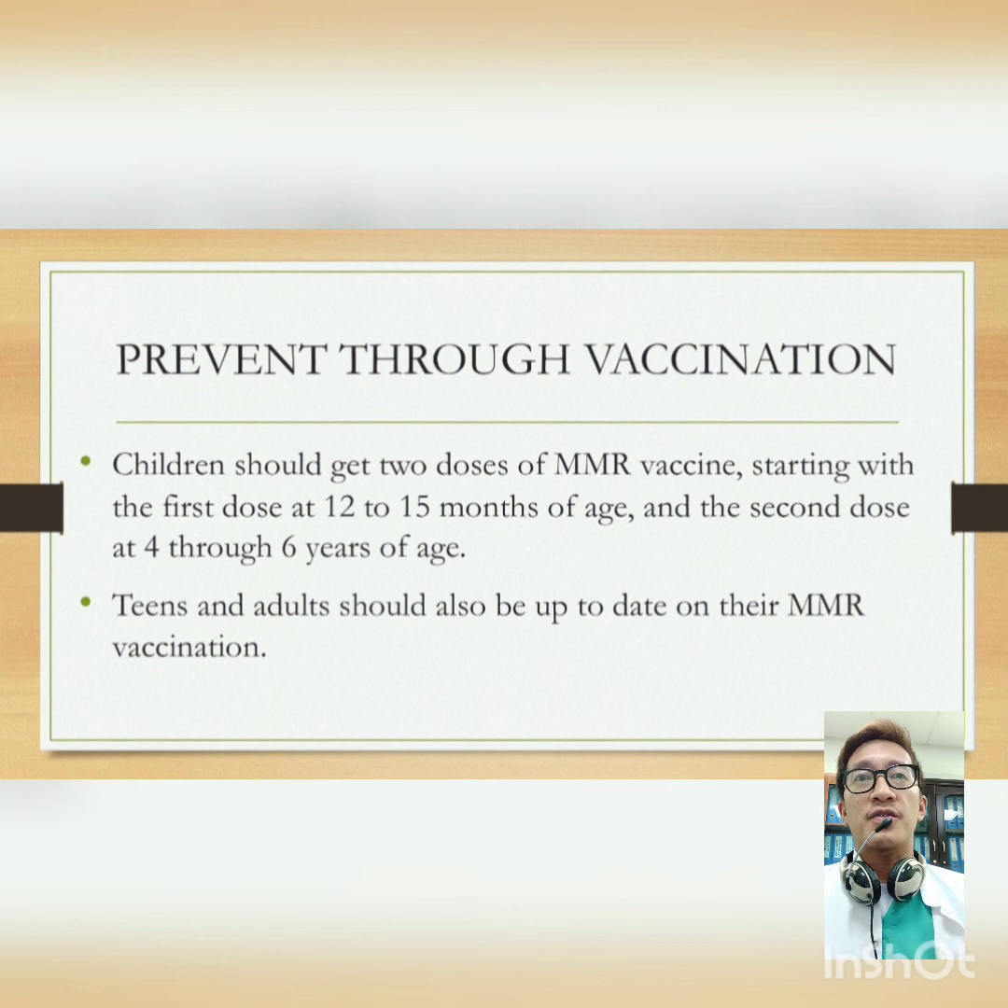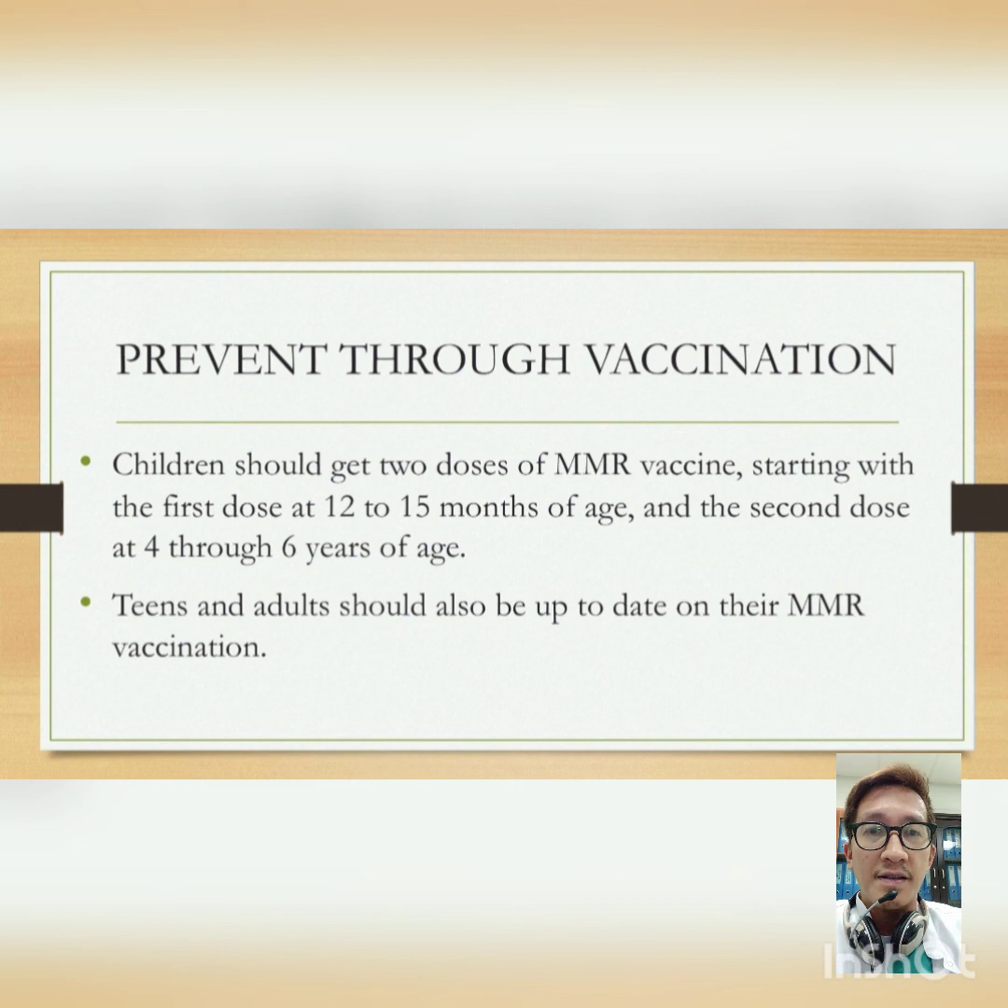Now, children should get 2 doses of your MMR vaccine, starting with the first dose at 12 to 15 months of age and the second dose at 4 through 6 years of age. Teens and adults should also be up to date on their MMR vaccination.